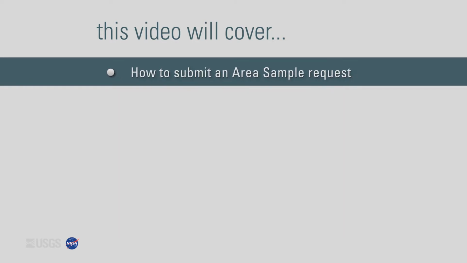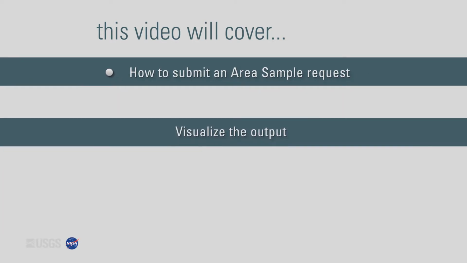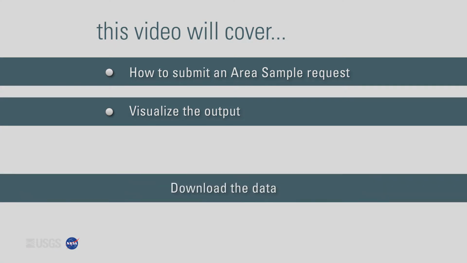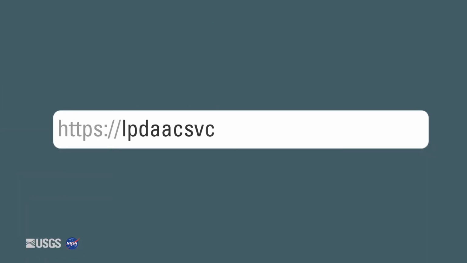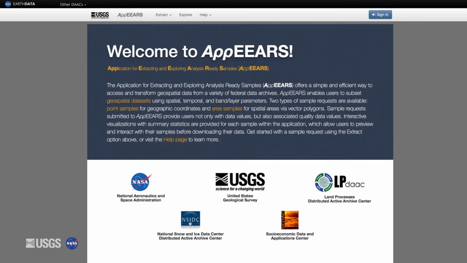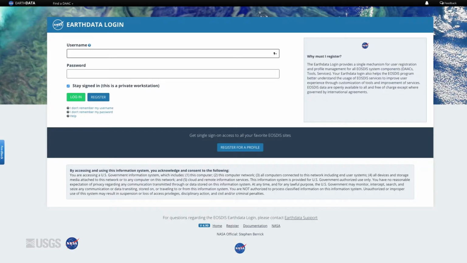This video provides a brief overview of how to submit an area sample request, visualize the output, and download the data. First, find the AppEEARS landing page using this URL. A NASA Earth Data login account is required to use AppEEARS. Log in with your NASA Earth Data account by clicking on the Sign In button. Don't worry if you do not have an account, they are freely available and you can create an account using the Sign In button as well.